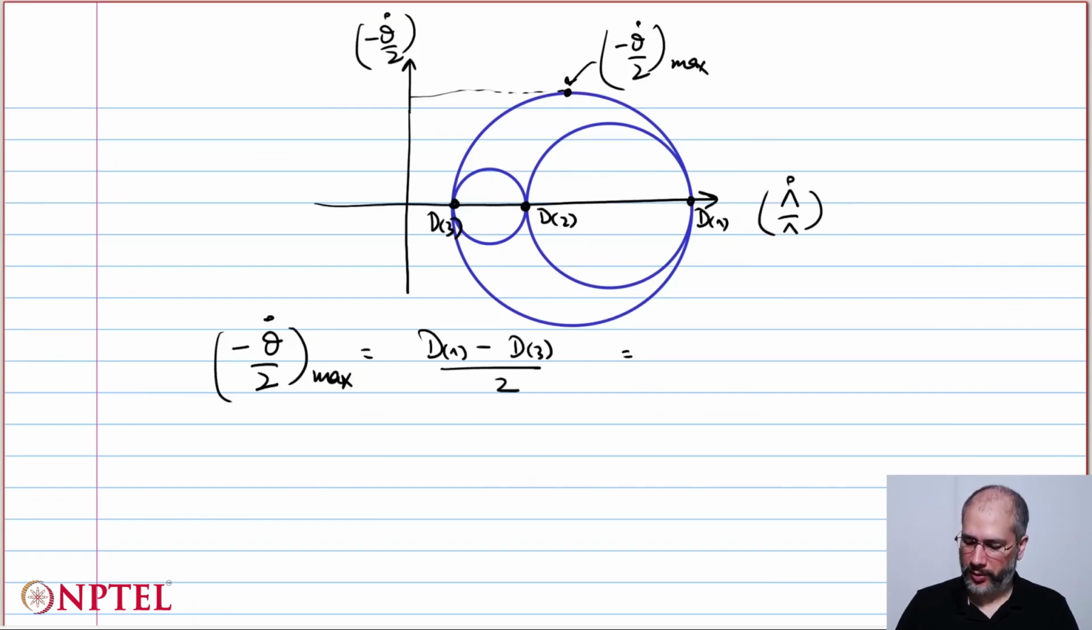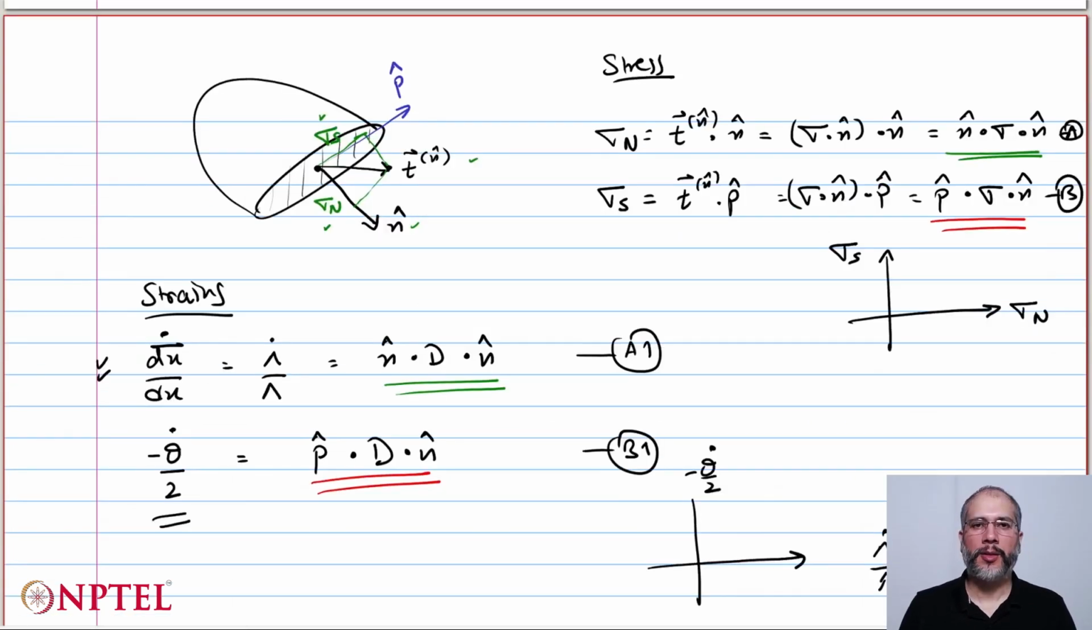And for this case, d1 was found out to be 2 and d3 was actually negative. So in the figure above, the axes are not correct because I've drawn all the principal values positive. So this comes out to be 3 by 2, which is 1.5. So this completes problem 3.